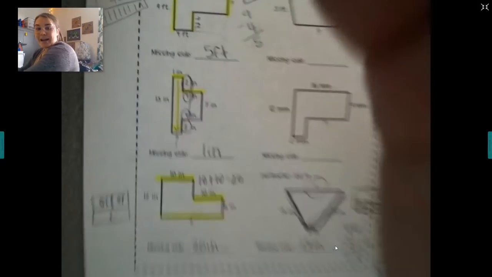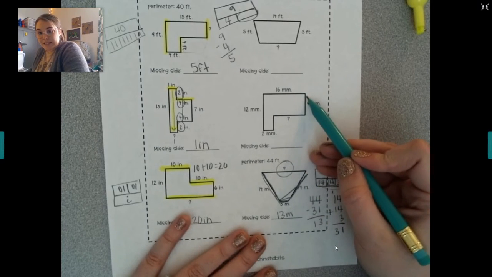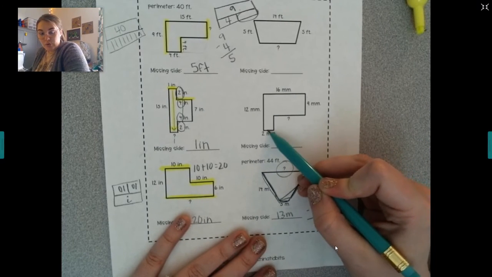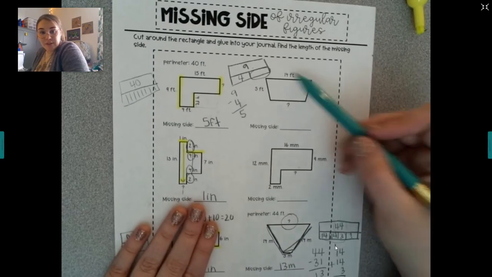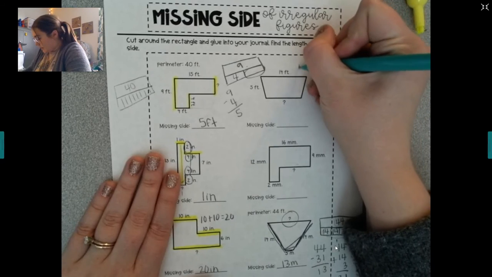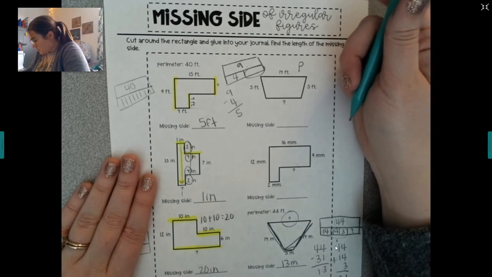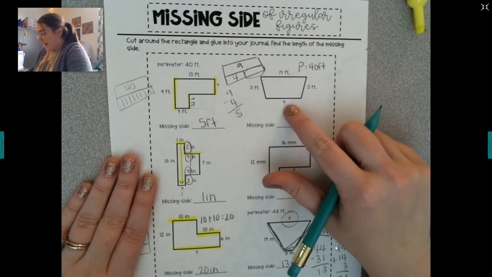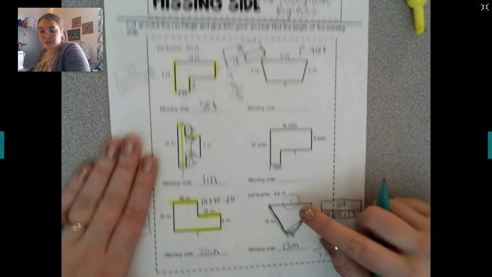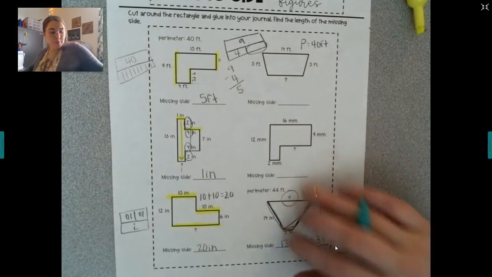So depending on what kind of problem you have, like on this one, you would take the whole 16 and the part 2, and you would subtract them to find your question mark. On this one, it's giving you the perimeter. So I'm going to make sure to write that right here. It's giving you the perimeter is 40, and it's asking you to find that side. So you would do like I did down here. Add up all 3 of these sides and subtract from 40.